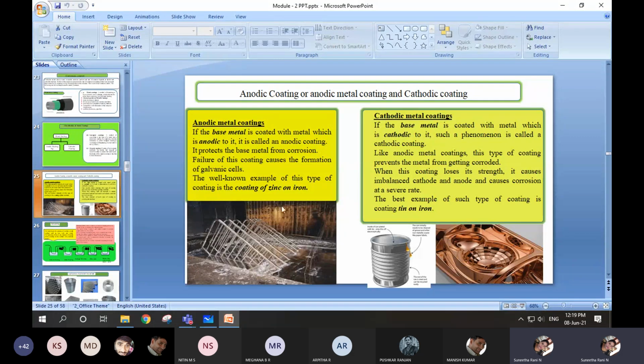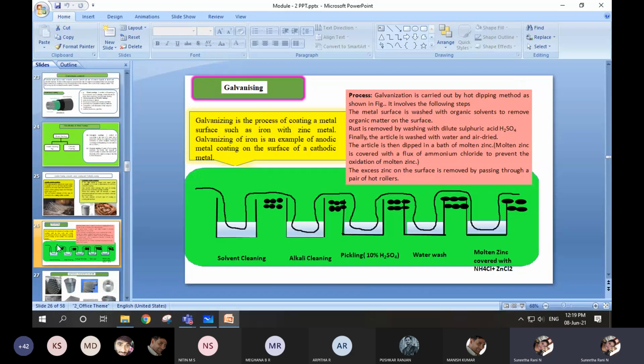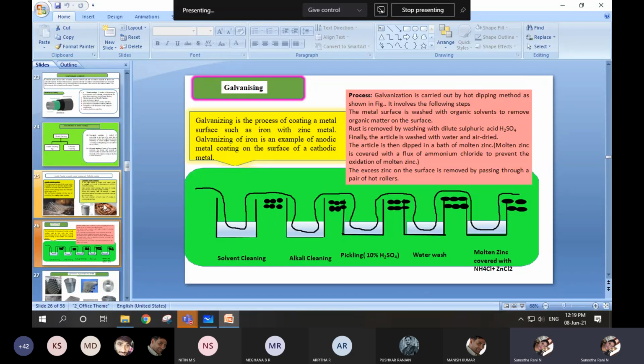So what is galvanizing? Galvanizing is a process. Here you can see there are different beakers. This is one beaker, this is another, second, third, fourth, fifth. Five beakers or five containers are there, and all five have different solutions. The first one is solvent cleaning, the next is alkali cleaning, the third container contains pickling solution, the fourth contains a water wash, which contains water, and the fifth container contains molten zinc.